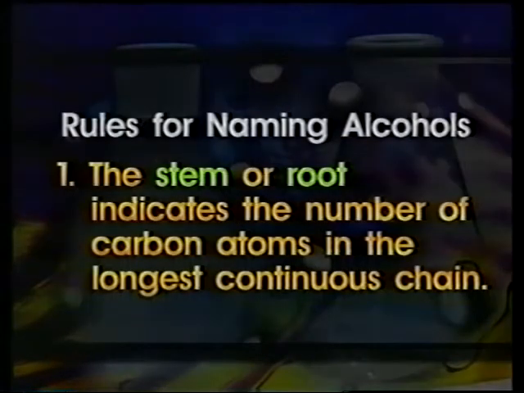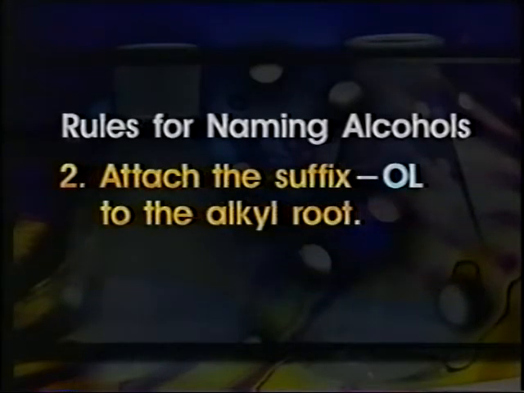To name an alcohol, determine the parent alkane molecule. The stem or root indicates the number of carbon atoms in the longest continuous carbon chain that contains the hydroxyl group. Attach the suffix -OL to the alkyl stem or root. The ending -OL indicates the presence of a hydroxyl group.